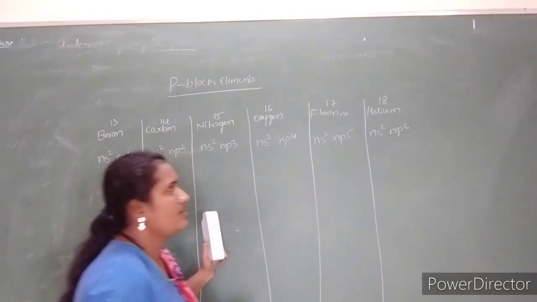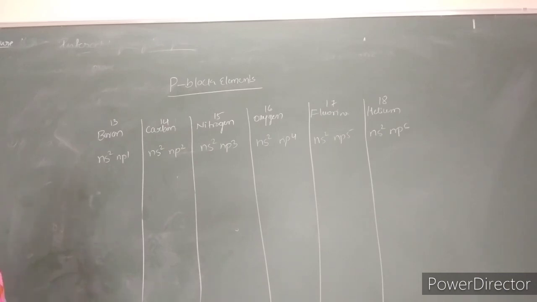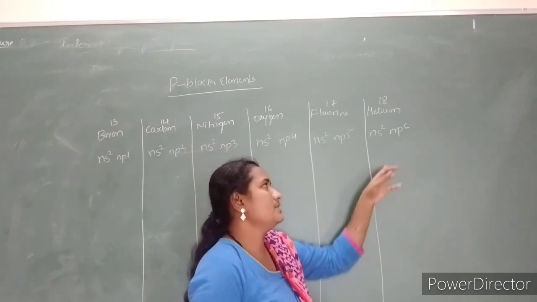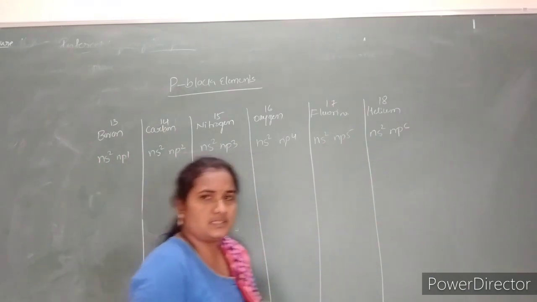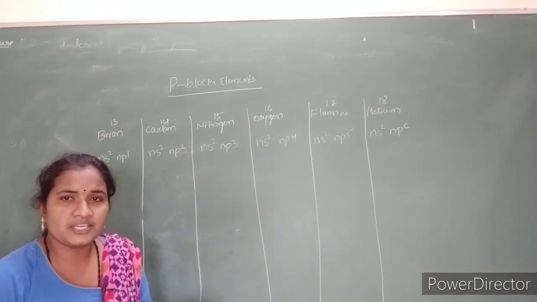It is the most stable electronic configuration. The group 18 elements become more stable due to having 8 electrons in their outermost orbital, that is ns2 np6. So this is the general electronic configuration of each group.